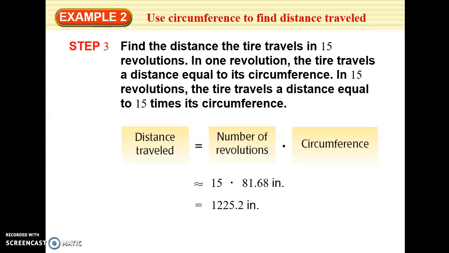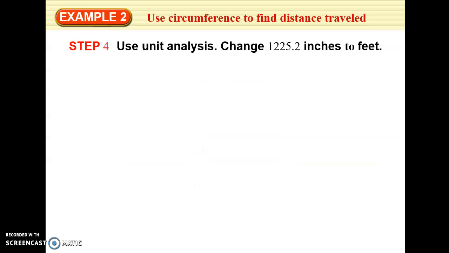We get this value, 1225.2 inches. That is the distance traveled here. If we want it in another unit, we only have to make a change with the units. Remember, 1 foot is equal to 12 inches. Then we get the result.